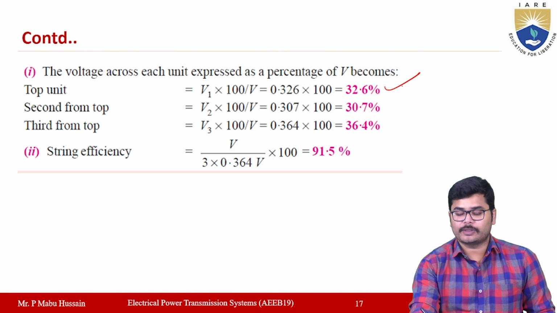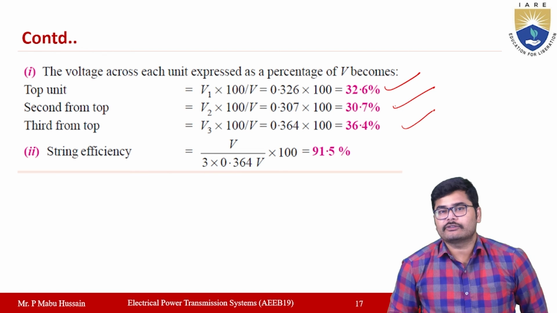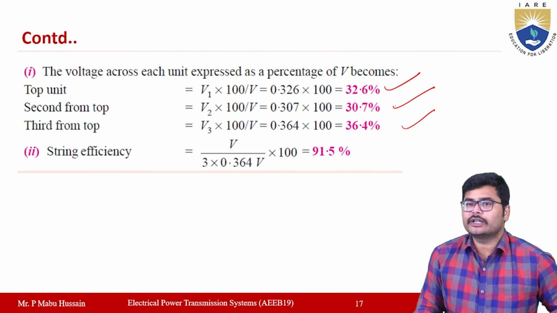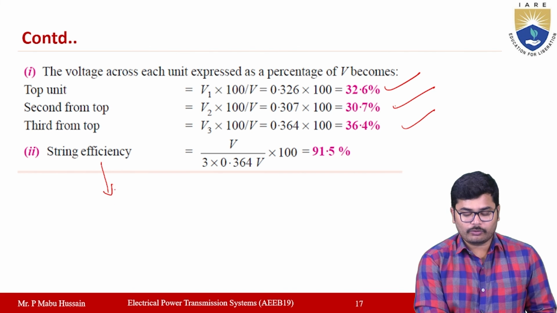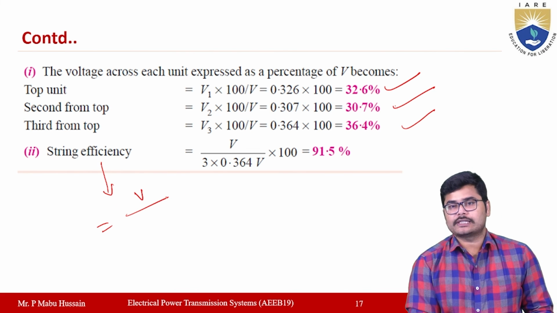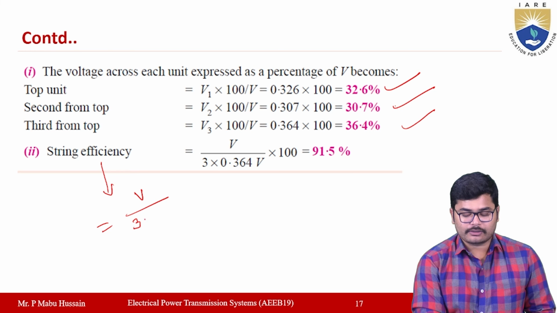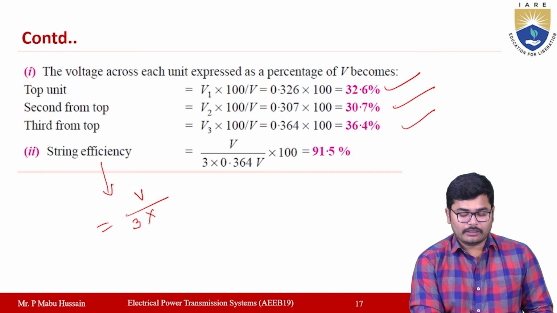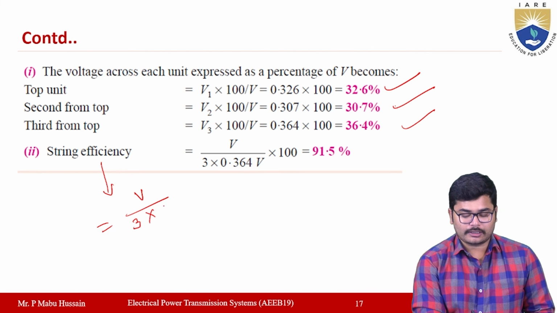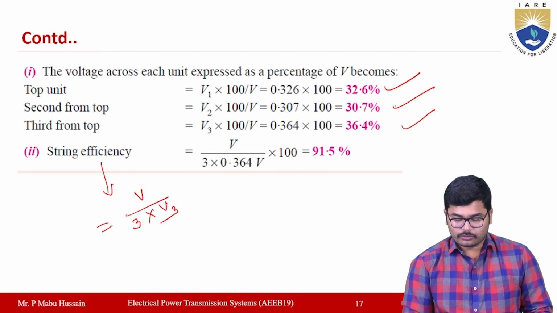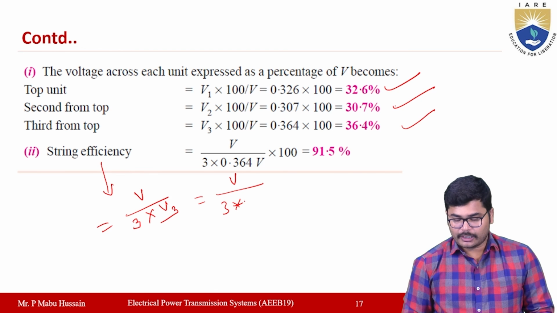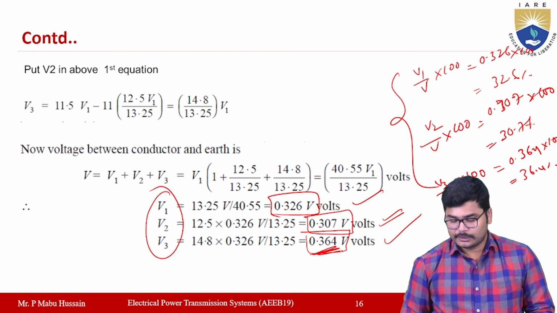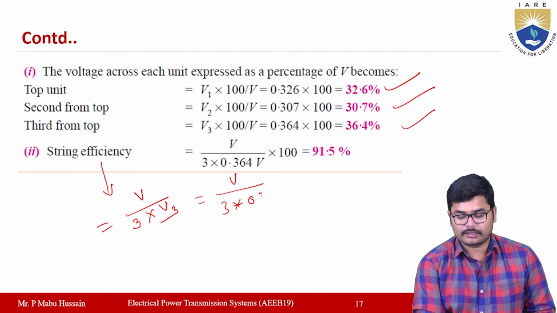Okay, so we are getting 36.2%, 32.6%, 30.7%, and 36.4%. Now you have to determine the string efficiency also, right? String efficiency is the voltage across the total unit, which is V, divided by the total number of discs, which is 3, multiplied by the voltage nearer to the conductor, V3. The value of V3 in terms of V you already know, which is 0.364 V.